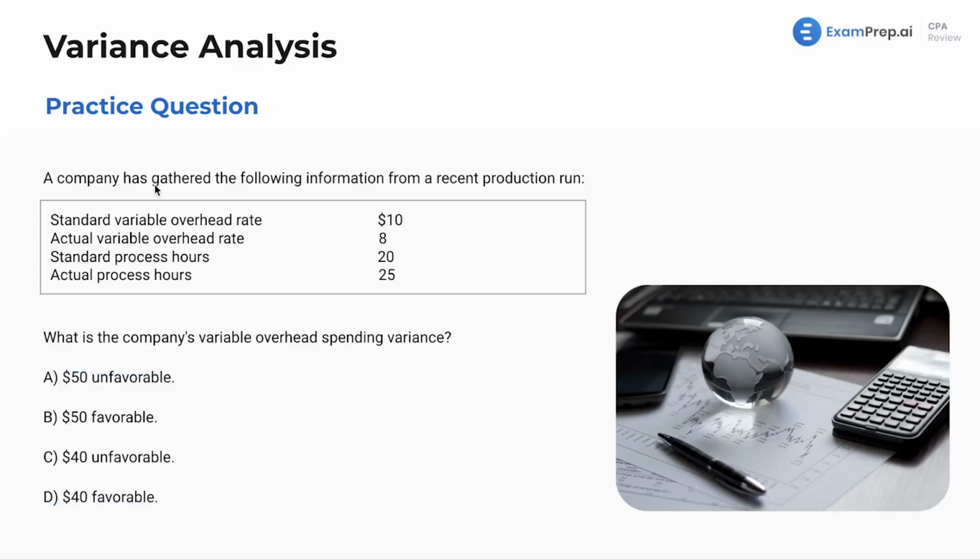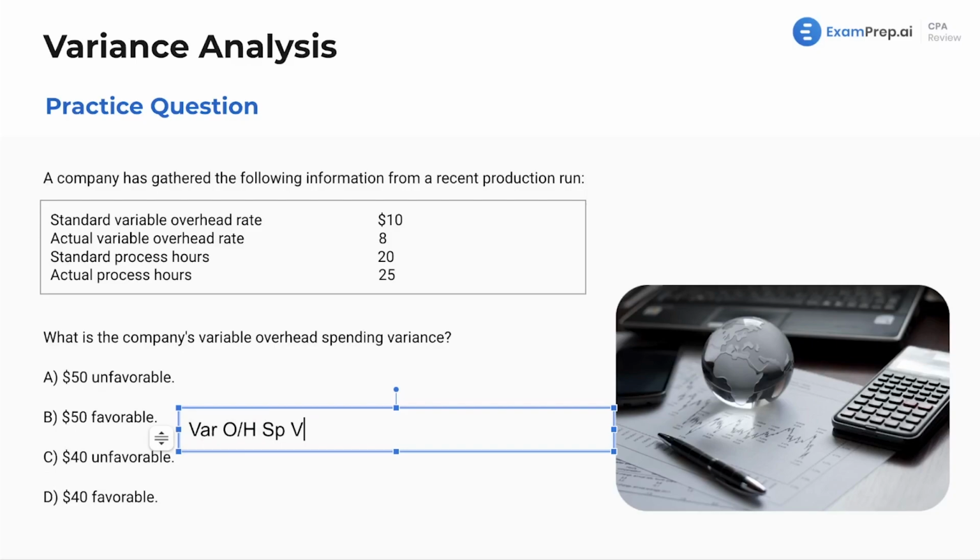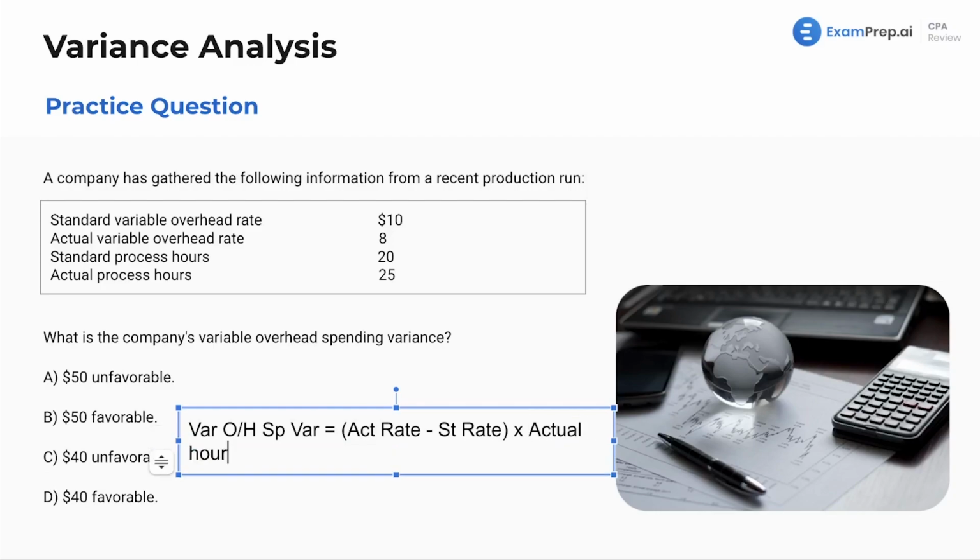Next up, a company gathered the following information. What is the company's variable overhead spending variance? Write it out yourself, but I'm going to do the same here. All right, well, what is our formula here? So we are going to do variable overhead spending variance equals actual rate minus standard rate. And since we have dollar amounts in here, we're going to have a non-dollar amount thing out here times, in this case, actual hours.